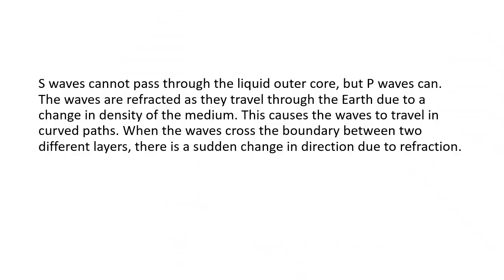S waves, just going back to S waves. S waves cannot pass through the liquid outer core, but P waves can. The waves are refracted as they travel through the Earth due to a change in density of the medium. This causes the waves to travel in curved paths. When the waves cross the boundary between two different layers, there is a sudden change in direction due to refraction.